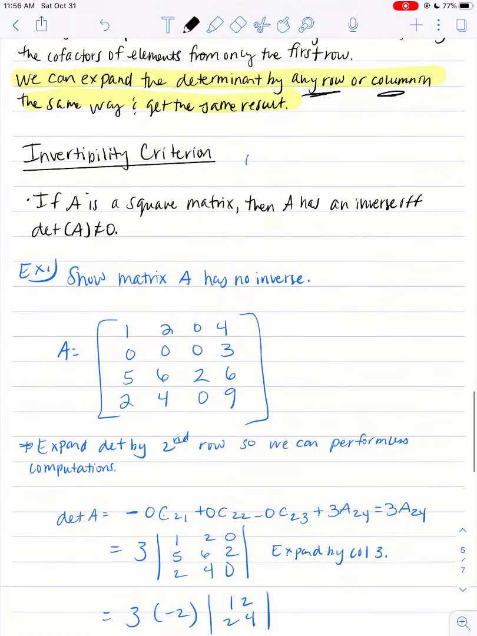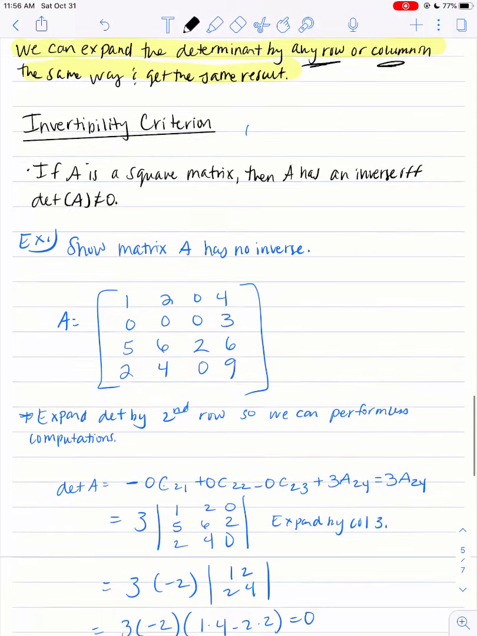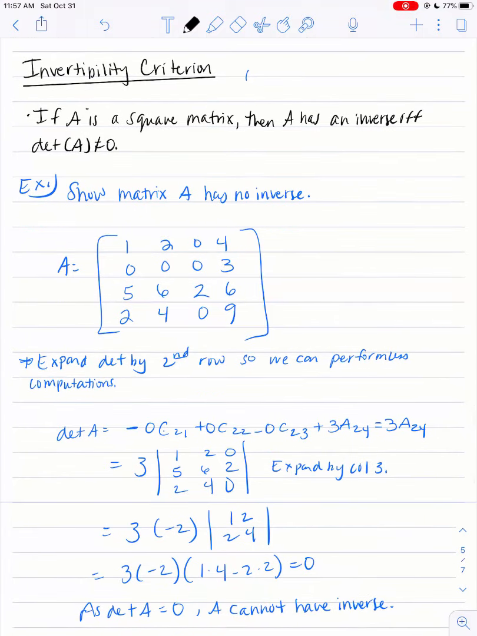I usually just use the first row, but in some cases it's helpful to use other things, so I'll show you guys. Okay, so an important application of the determinant is the invertibility criterion. As I mentioned, we're not going to find the inverse, but it's useful to use the determinant to see if a matrix even has an inverse. So if A is a square matrix, then A has an inverse if and only if the determinant of A is non-zero. So if the determinant of A is 0, then we would know that it doesn't have an inverse.